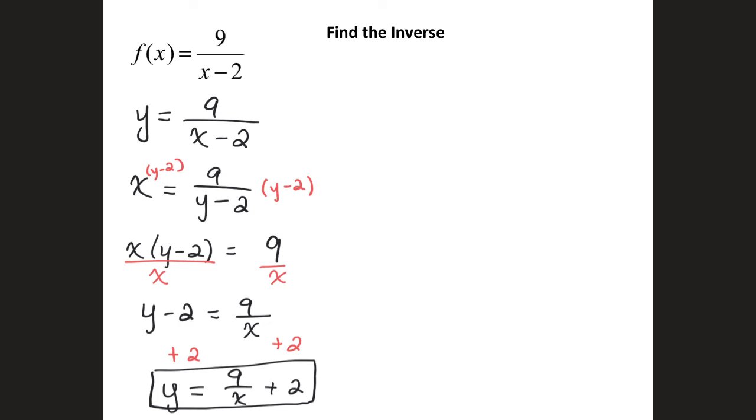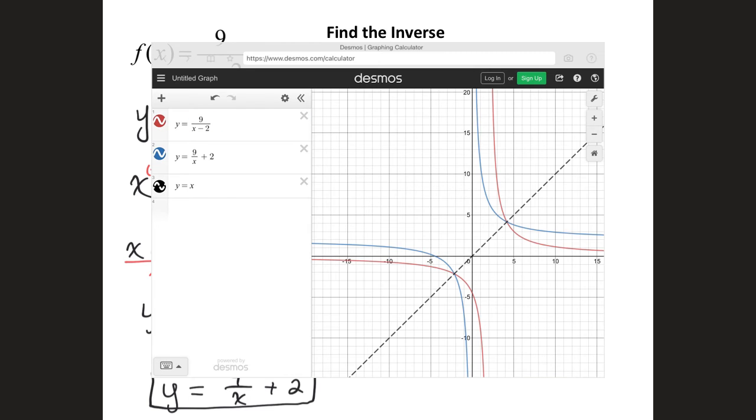Won't spend a ton of time with this, but I will show you the graphs. You can see that the original function and the inverse function are inverses of each other. They are reflected over the line y equals x. And notice that an inverse of a rational function is yet again another rational function. So there's no strange cutting off of the function, because the original function and the inverse are in the same family of functions.